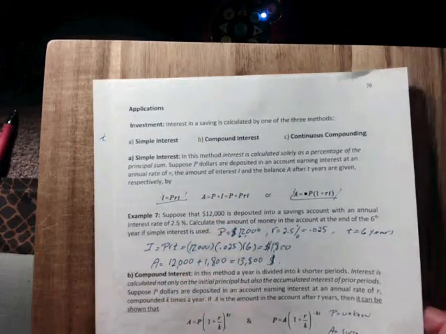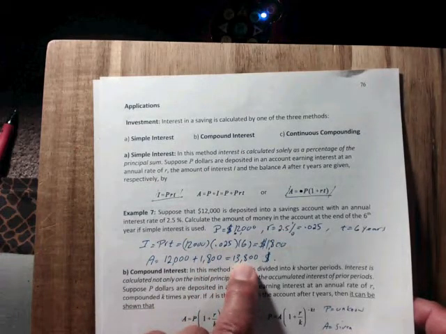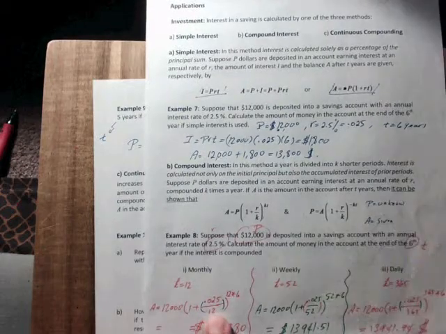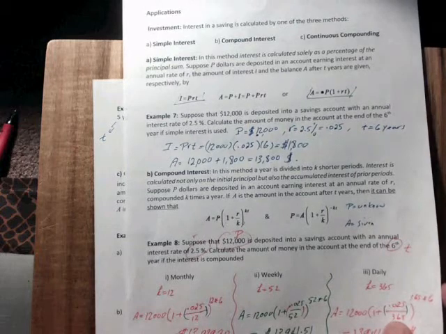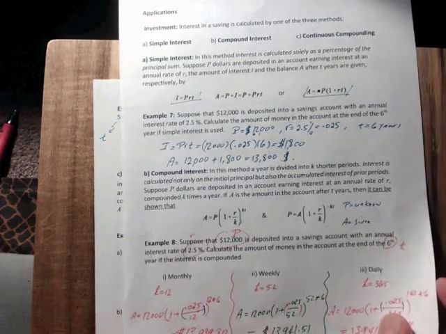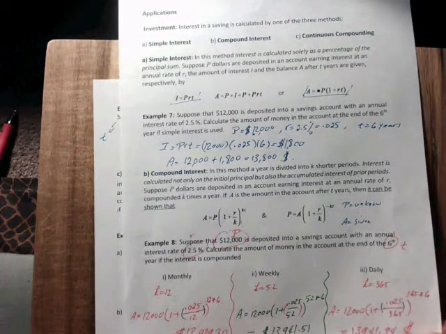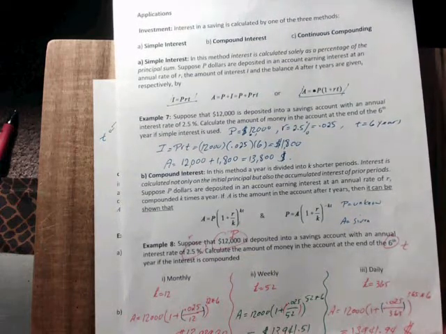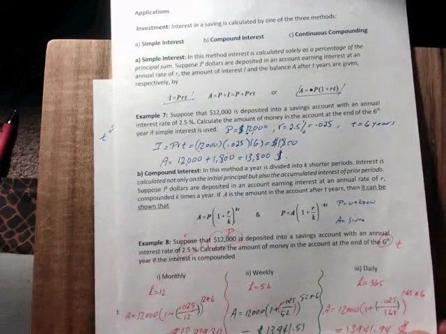So the simple interest. Now we're going to do continuous compounding. You see, we did that simple interest. We got 13,800. Then we did the compound interest, regular compounding, quarterly or monthly, got 13,939. Did it weekly, we got 13,941. And we did it daily, 13,941 and 94 cents. Now the question is this: what if I do it with continuous compounding?